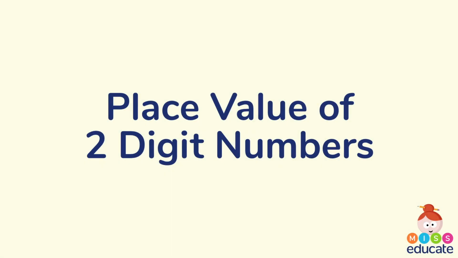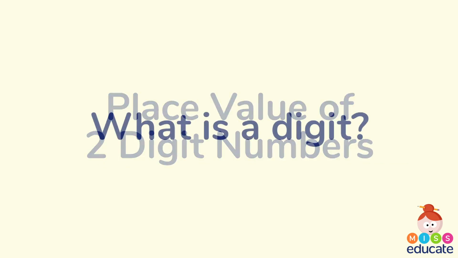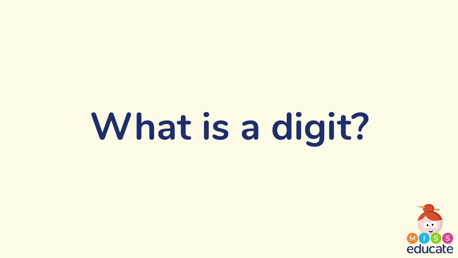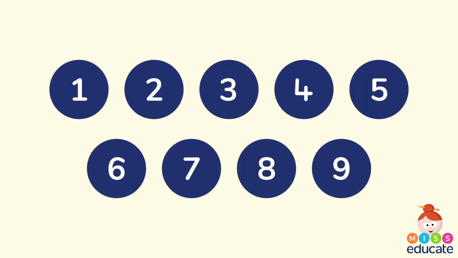Today we are going to be learning about the place value of two-digit numbers. First of all, let's remind ourselves what a digit is. A digit is one of these: 1, 2, 3, 4, 5, 6, 7, 8 and 9. These are the digits we use to make all different kinds of numbers.